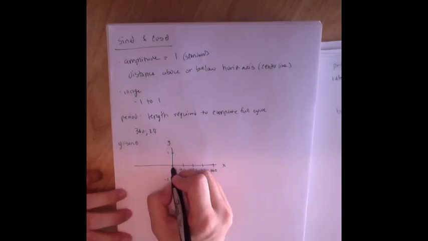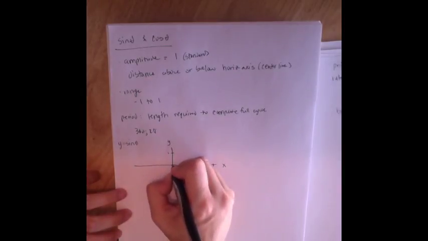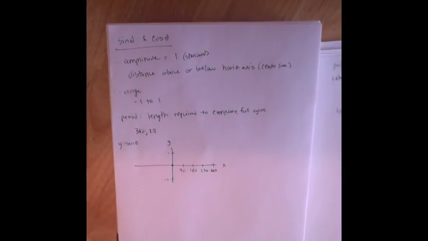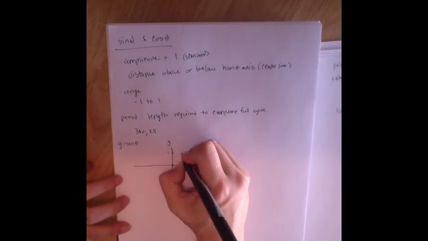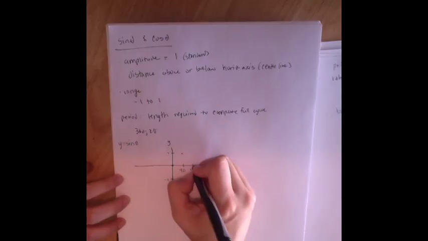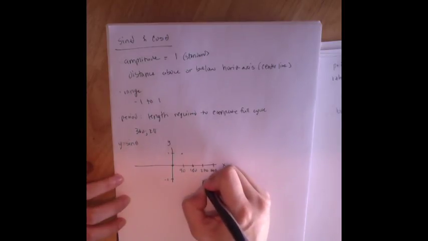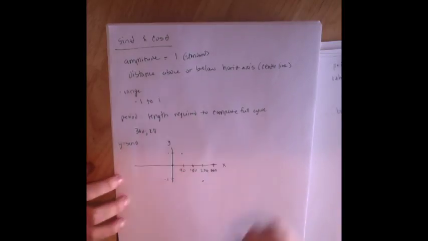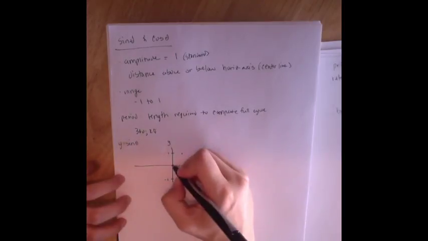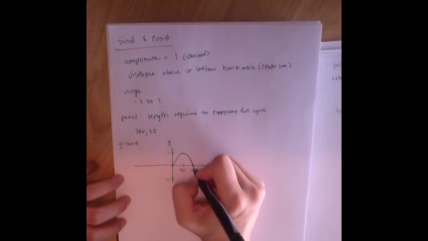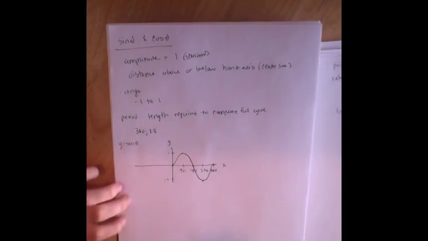So at 0 degrees, sine is 0. Right? We know on our unit circle that the sine of 0 is 0. The sine of 90 is 1. The sine of 180 is 0. The sine of 270 is -1. And the sine of 360 is 0. So if we connect this graph, connect our dots, that is our sine function.